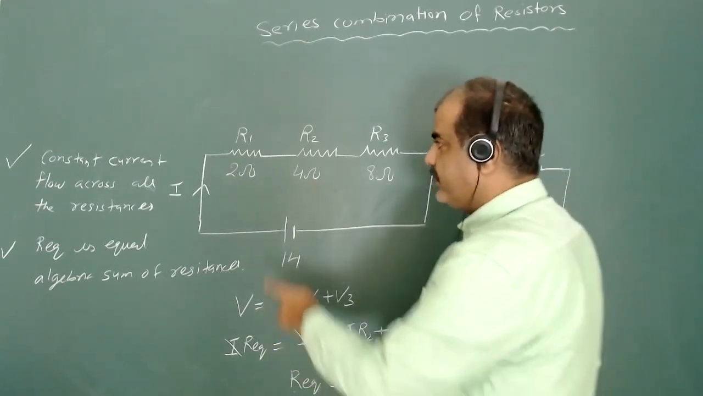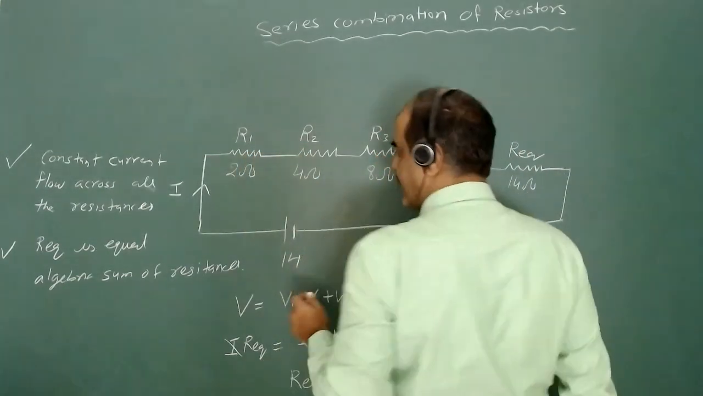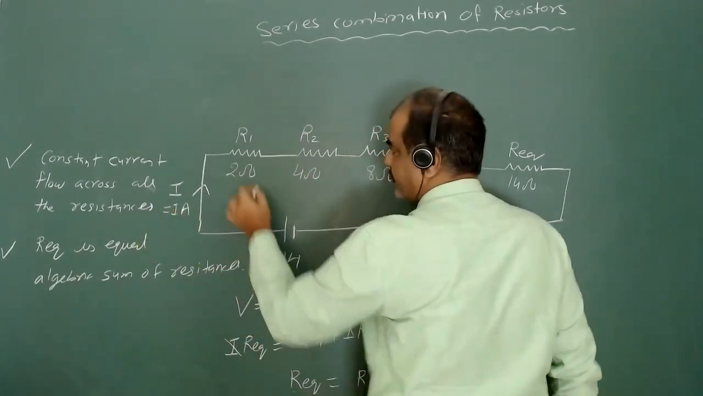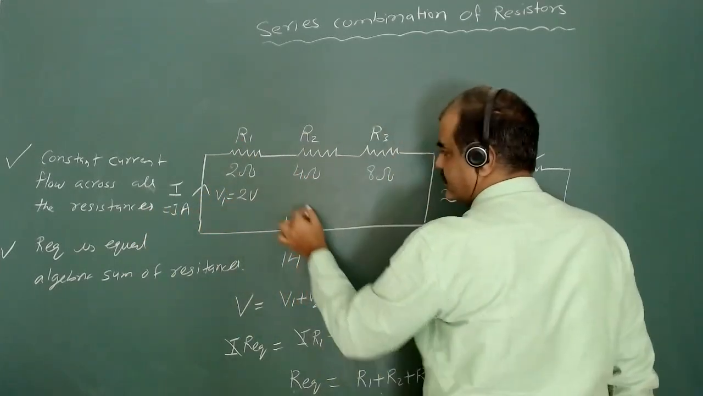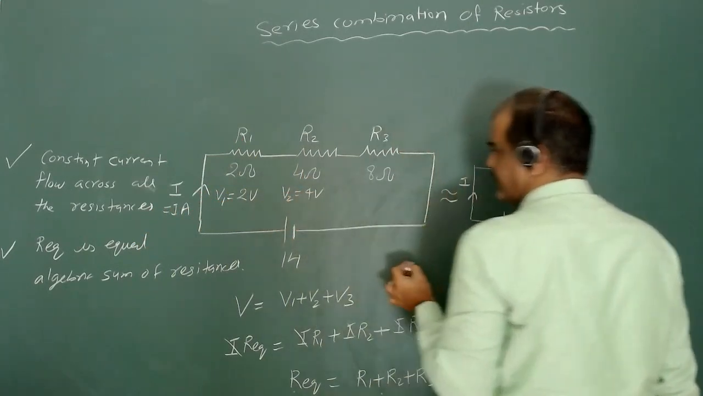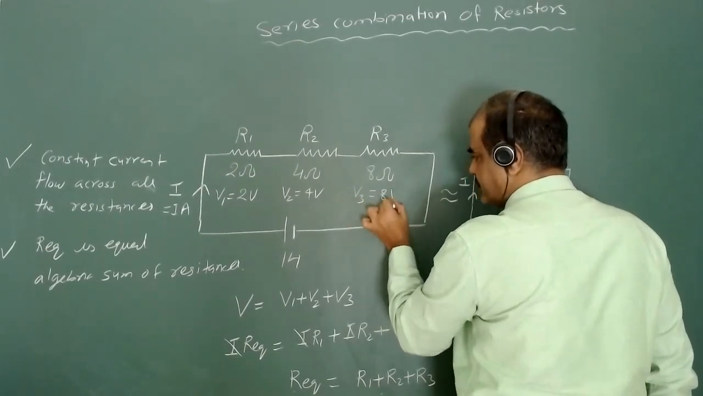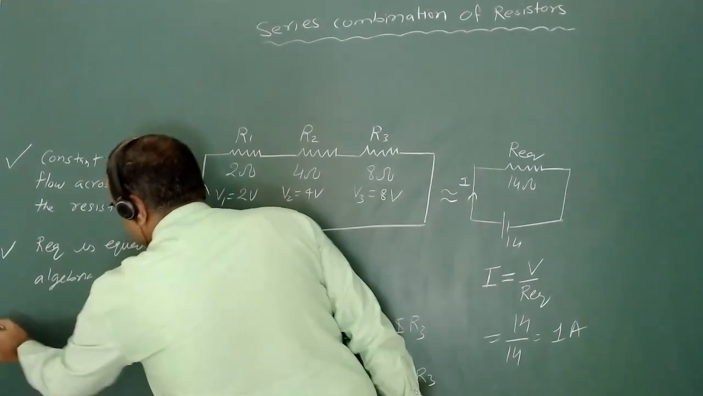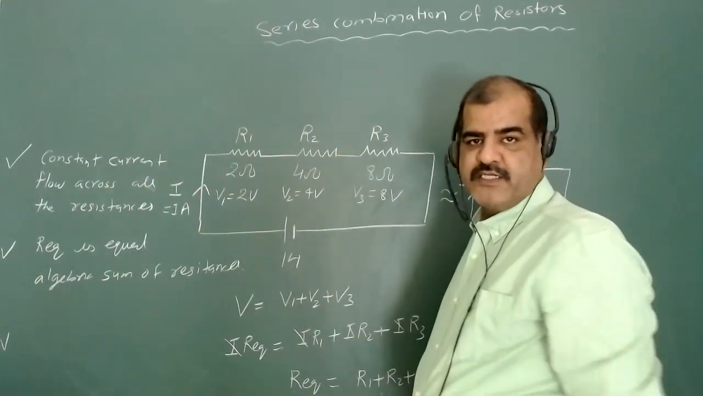Now if I want to calculate the voltage drop across R1, I is 1 ampere, so the voltage drop across R1, V1, will be equal to 2 volts. Similarly, V2 equals 4 volts, and the voltage drop across R3 will be 8 volts. That means in a series circuit, the voltage drop across a resistance depends on its magnitude.